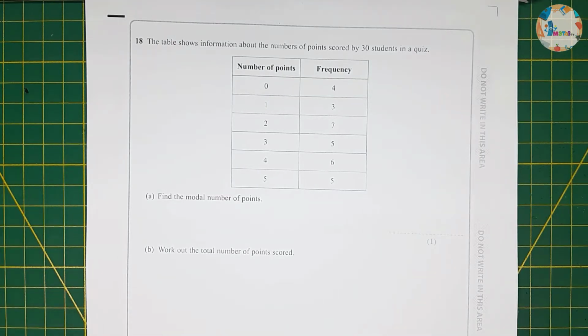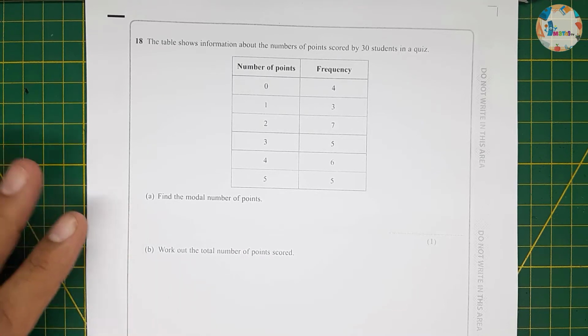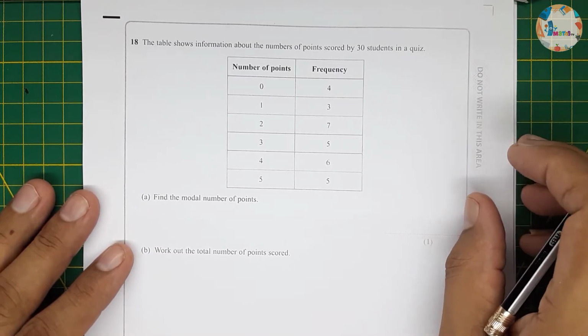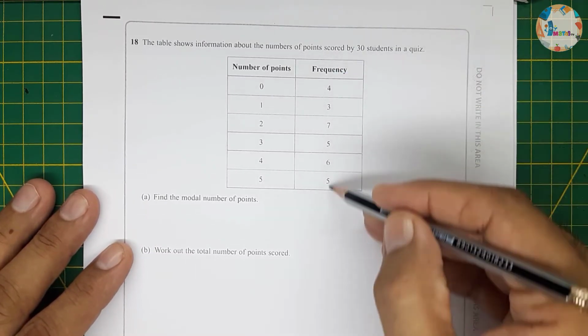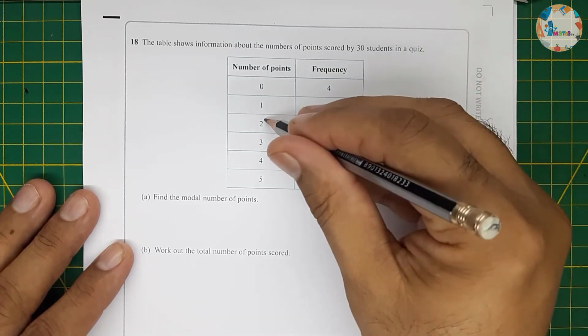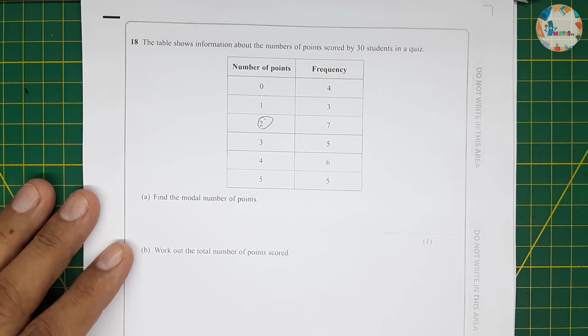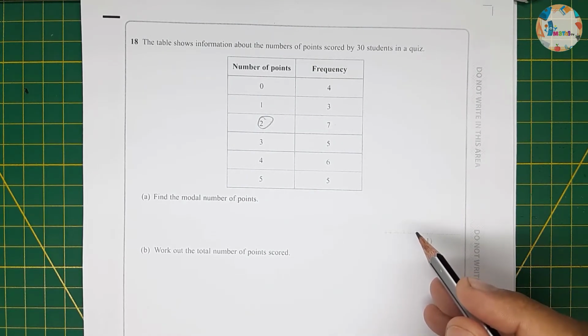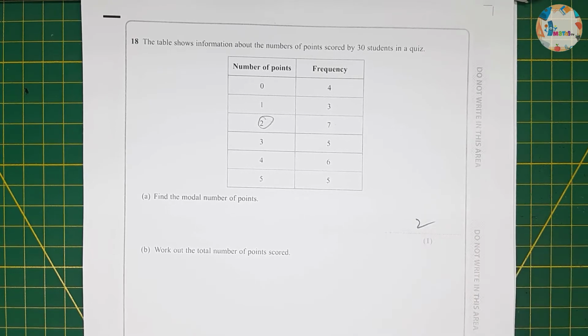The table shows information about the numbers of points scored by 30 students in a quiz. This is the frequency, this is the points. Find the modal number of points. The maximum frequency is for 2, so the mode will be 2. The answer will be the mode, which is this one, 2. Work out the total number of points scored.